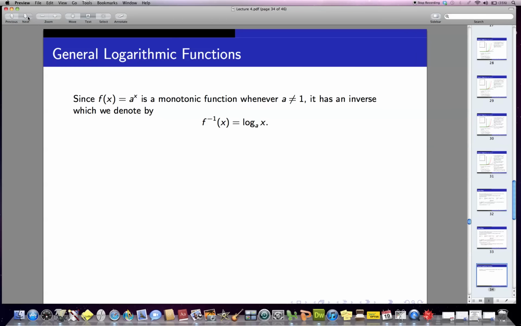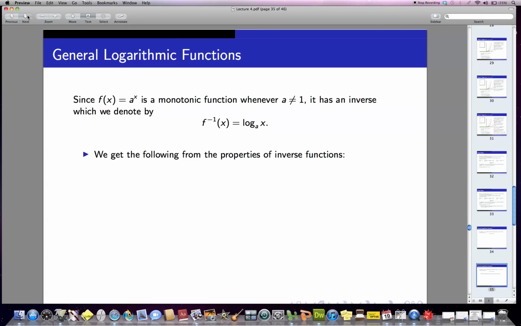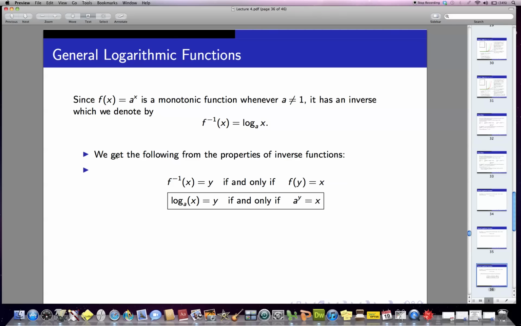Since this function f of x equals a to the x is either always increasing or always decreasing, it must have an inverse. And we call that inverse log to the base a of x. And by the general properties of inverse functions, log to the base a of x is y is the same as saying that a to the y equals x.